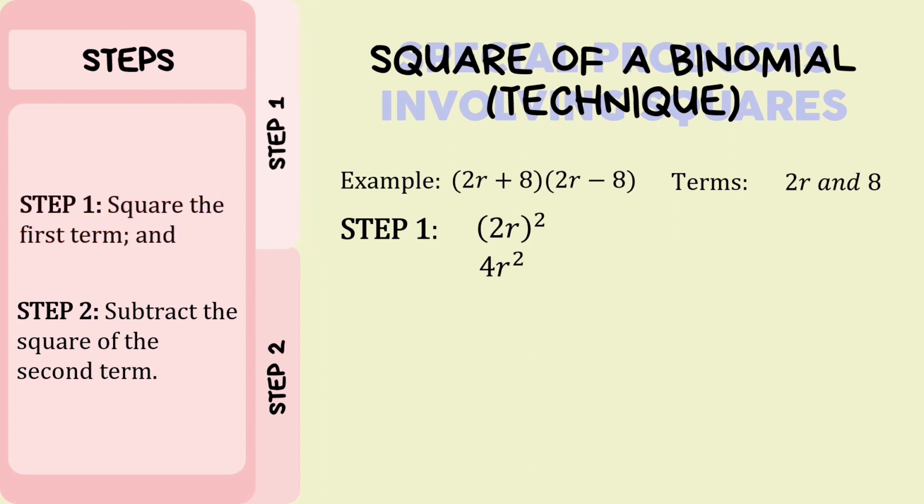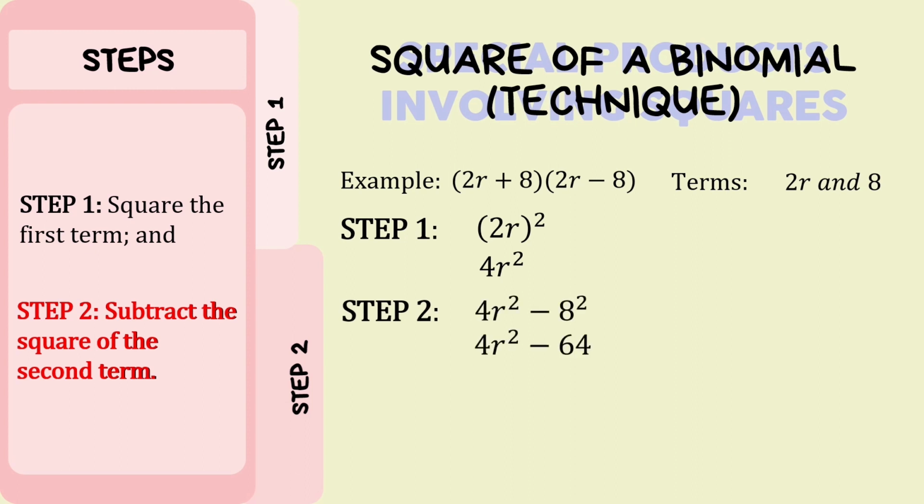The next step is to subtract the square of the second term. That is minus 8 squared. And 8 squared would be equal to 64. And thus, the final product is 4r squared minus 64. As simple as that. That would be all for these special products involving squares.